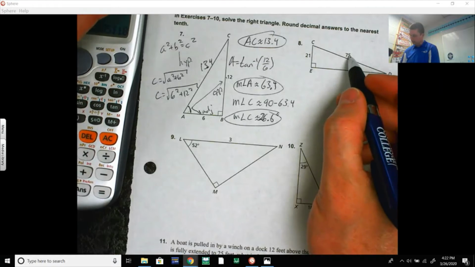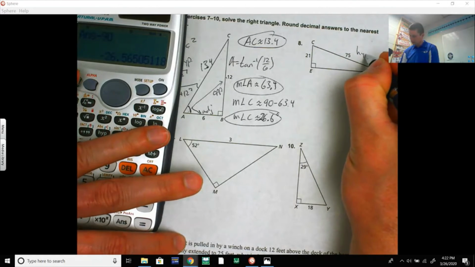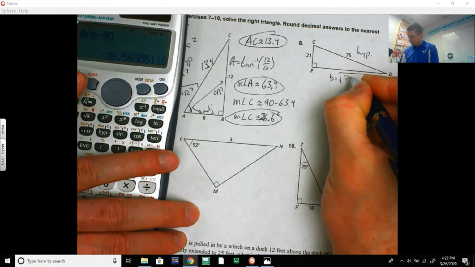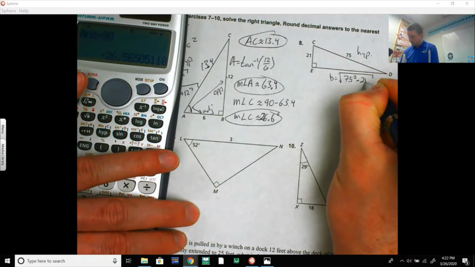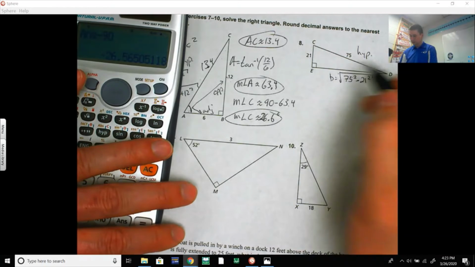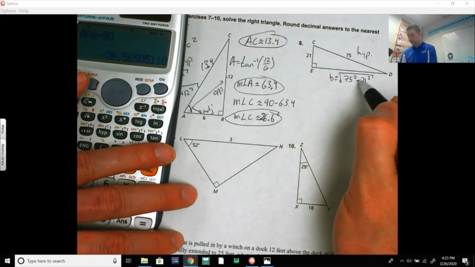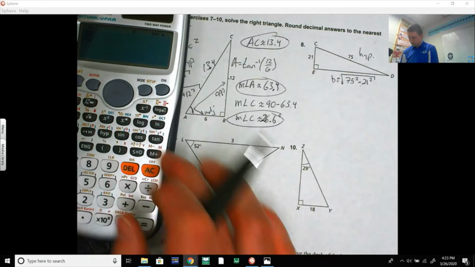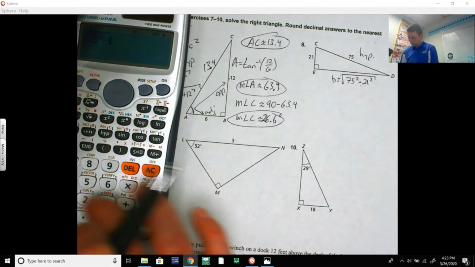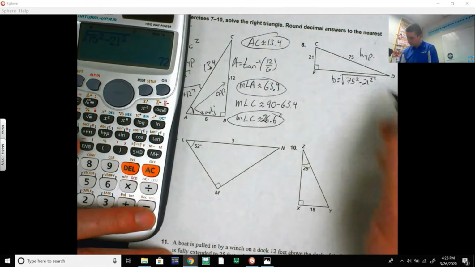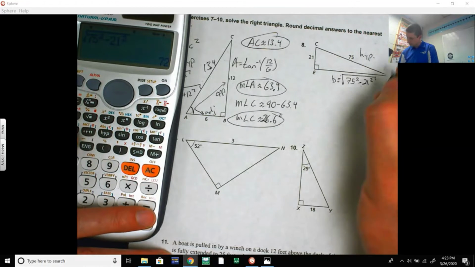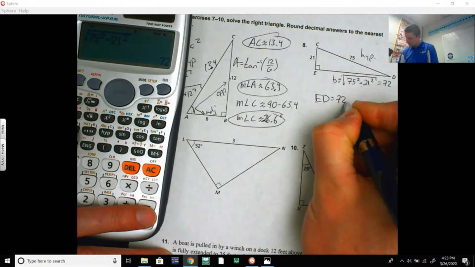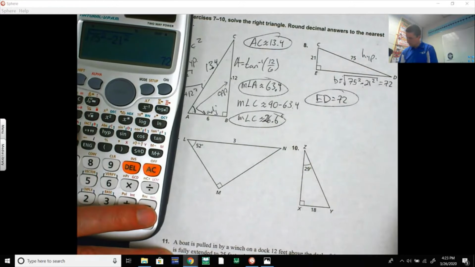Okay, so here, this is the hypotenuse. So this side is going to be the square root of 75 squared minus 21 squared, Pythagorean theorem. But you're looking for a side now, so you take that squared minus that squared. So 75 squared... 72, really? Okay. So E to D equals 72. There's your first part.